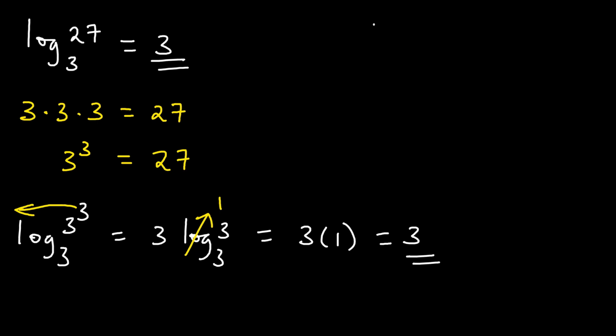Now what if you had log base 9 of 81? How many times do we multiply 9 to get 81? 9 times 9 is equal to 81. So 9 to the power of 2 is equal to 81. Therefore we multiply 9 2 times to get 81. So our answer will be equal to 2.